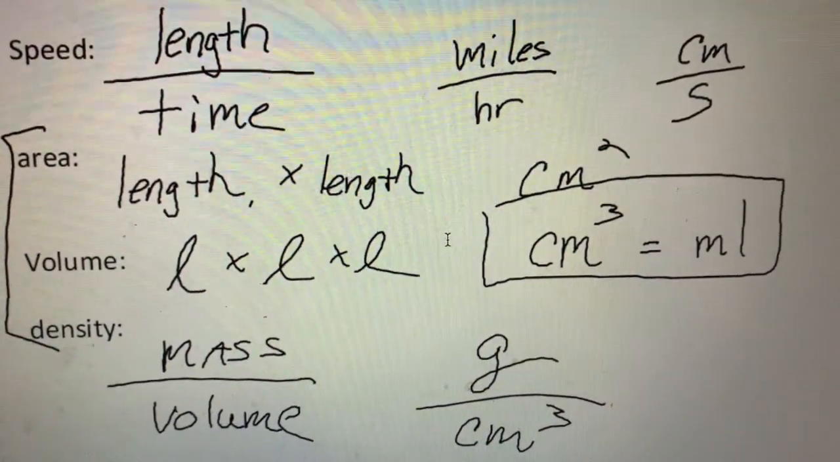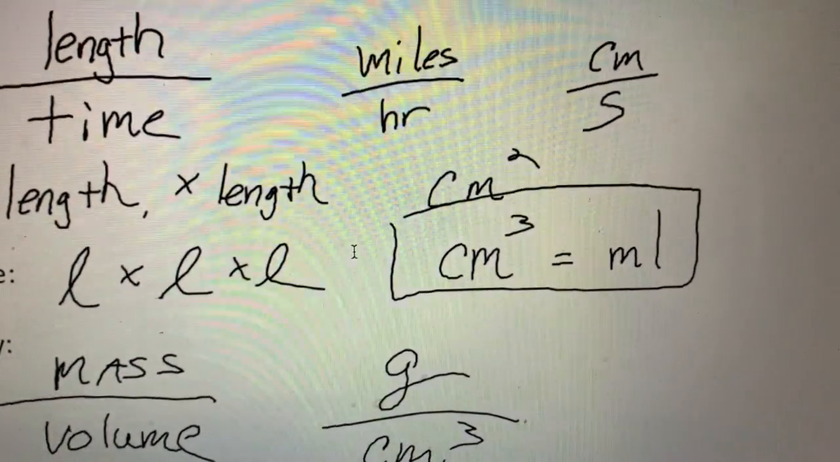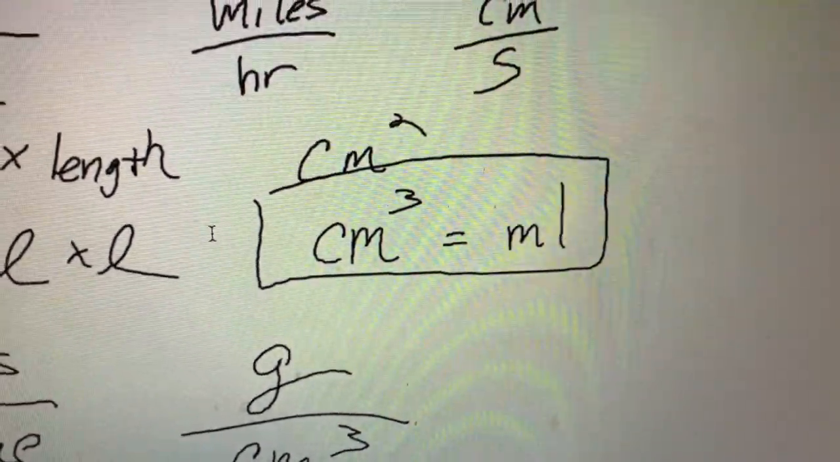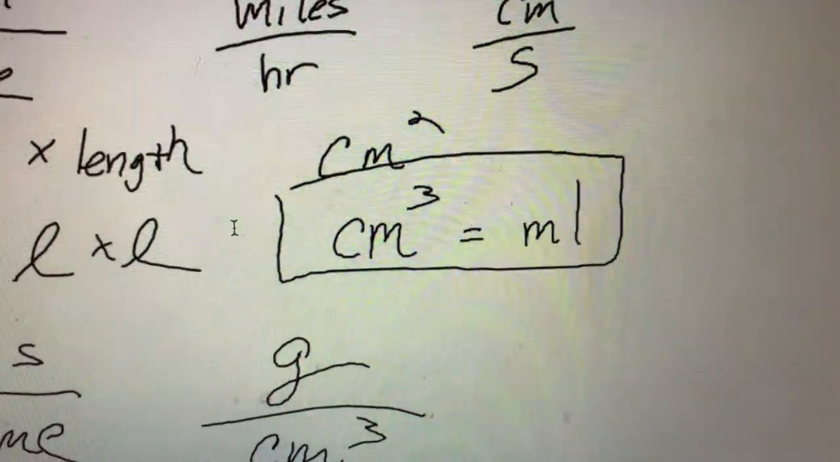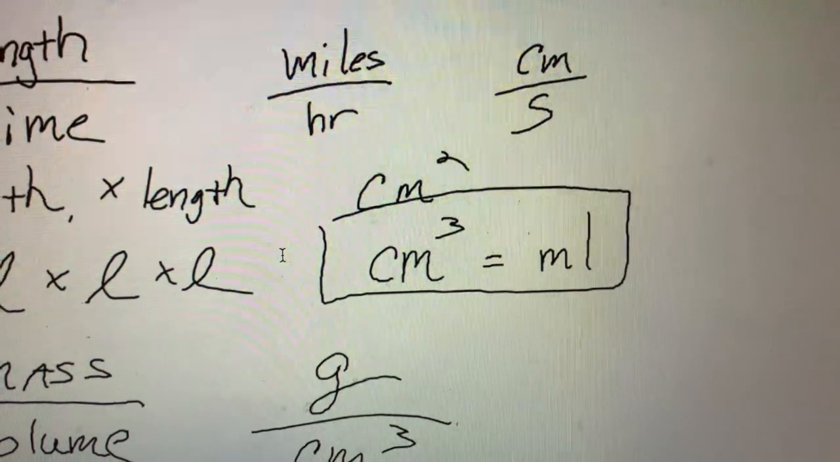So it's like the first length times the second length times the third length, and we would have that in centimeters cubed. A little note, and something for you to definitely star in your notes, is that a centimeter cubed is the same thing as a milliliter. Those are both volume measurements that we are going to use all of the time.